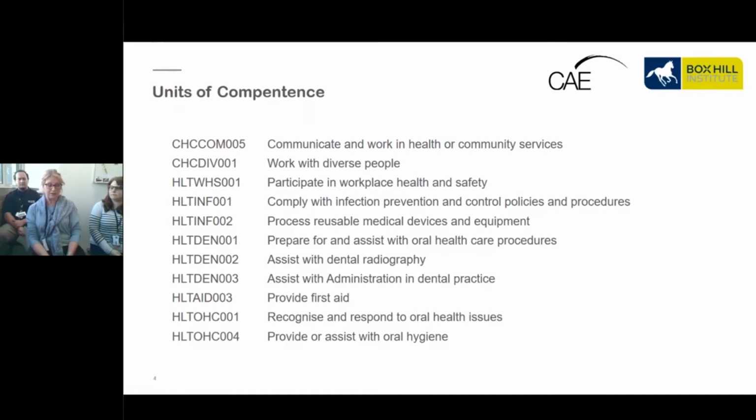So you must have your current first aid certificate, which we deliver here on campus. And then the 2 oral health units, which are recognise and respond to oral health issues, and provide or assist with oral hygiene. They are our 2 elective units. They're really quite interesting and fun because you can learn how to communicate and give oral health instruction to a diverse range of patients. So there are 11 units of competence in the dental assisting course, and those 11 units make up your Certificate 3 in dental assisting qualification.